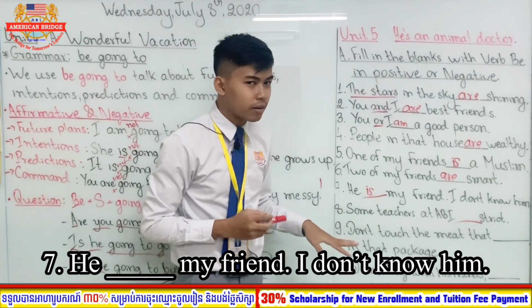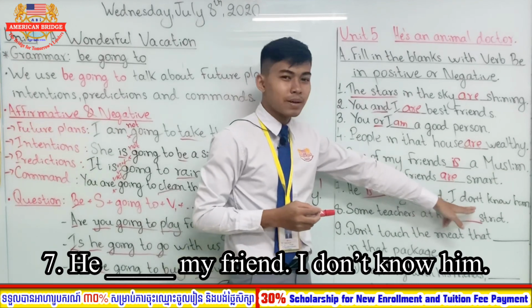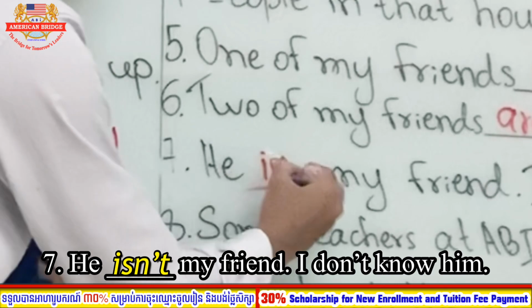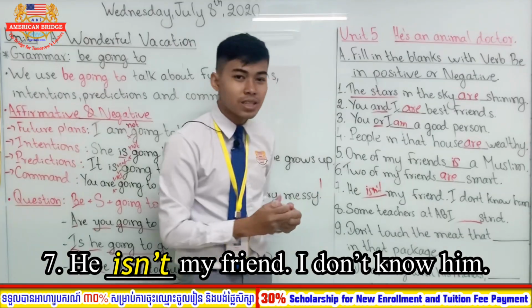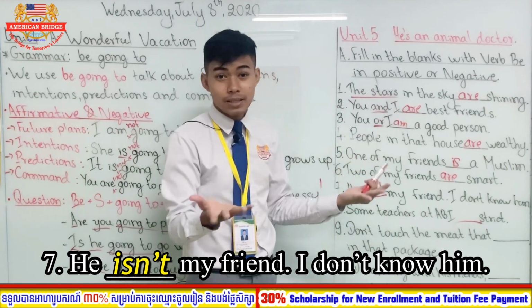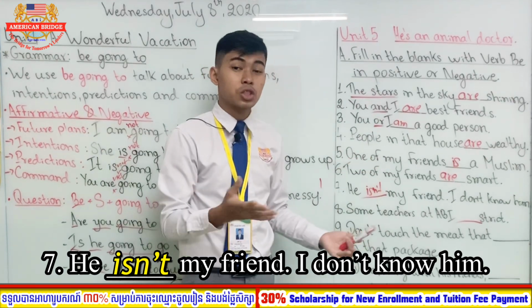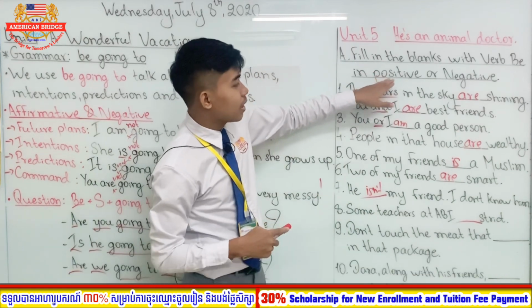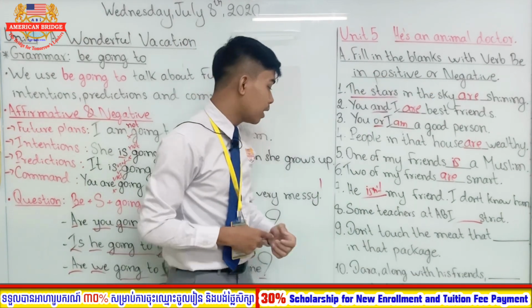It is not correct, because if you don't know that person, how can you say he is my friend? So you have to put it in the negative form. He is not or he isn't my friend. I don't know him, because you don't know that person. He is a stranger, you don't know him, so he isn't my friend. Okay, that's why they say here in positive or in negative form. Let's go to number 8.